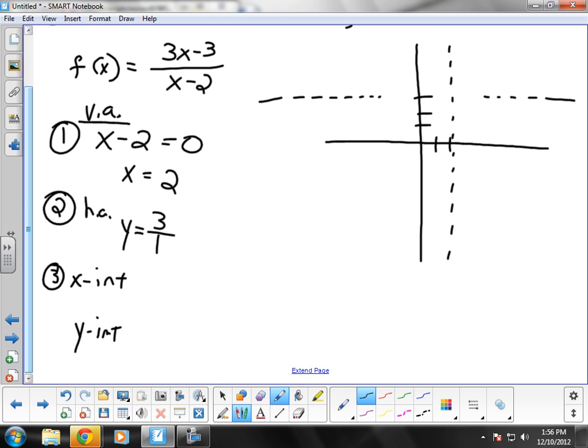So, if I find the x-intercept on any rational function, we're talking about y being equal to 0, so my equation looks like this. 0 is equal to 3x minus 3 over x minus 2. Can somebody tell me something about this that's going to make my life easier to be able to solve this for x?